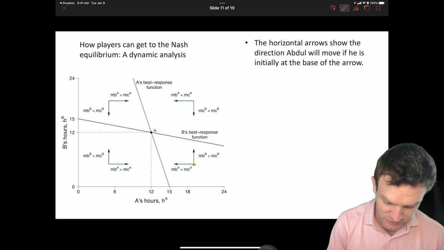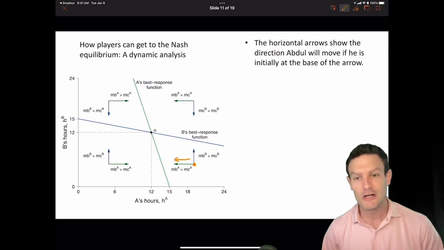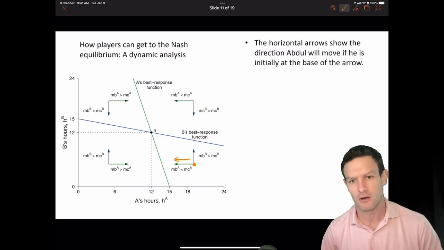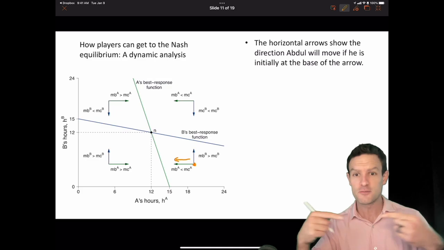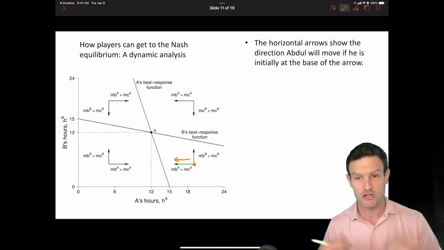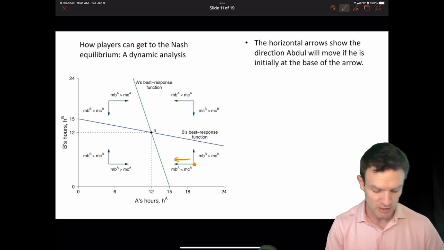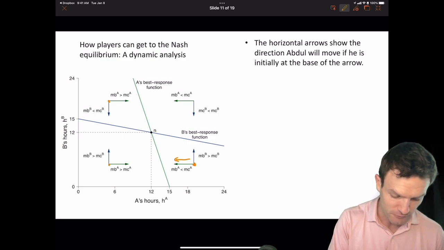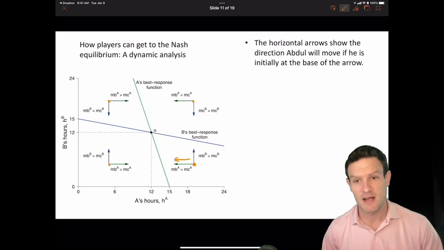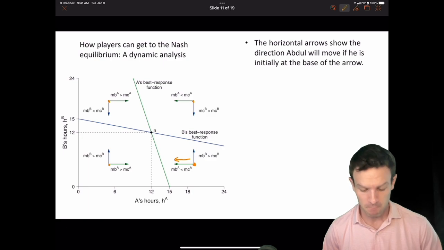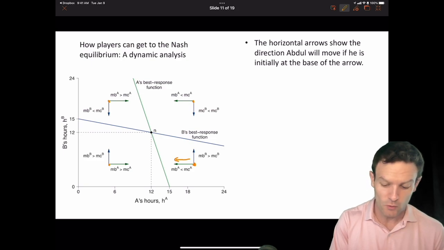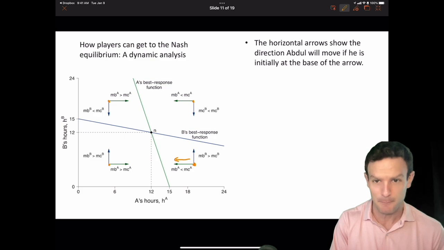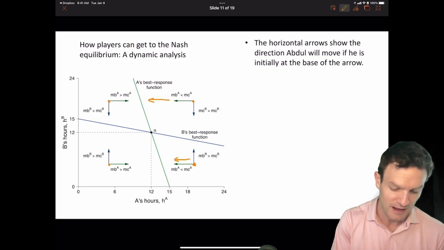Okay, so we've got the base of some arrow, and then the arrow direction indicates the direction in which Abdul will move. So his arrows are green, consistent with the color of his best response function. His arrows are always horizontal. Okay, they're always pointing towards his best response function depending on the marginal benefits and marginal costs. So we can see here with the 4 different bases of the arrows, different potential calculations that he would make. At the top, over here, where marginal benefits are less than marginal costs, what is he going to do? He's going to reduce his number of hours.